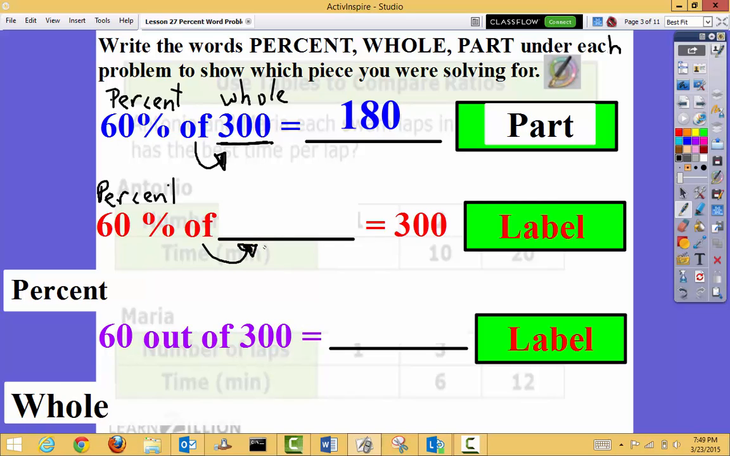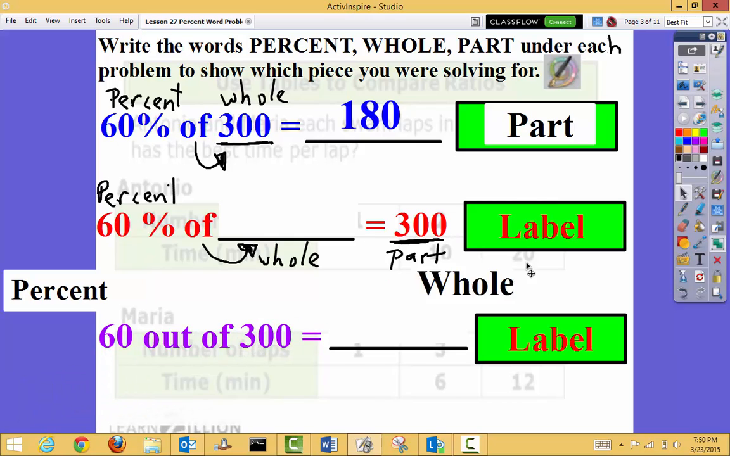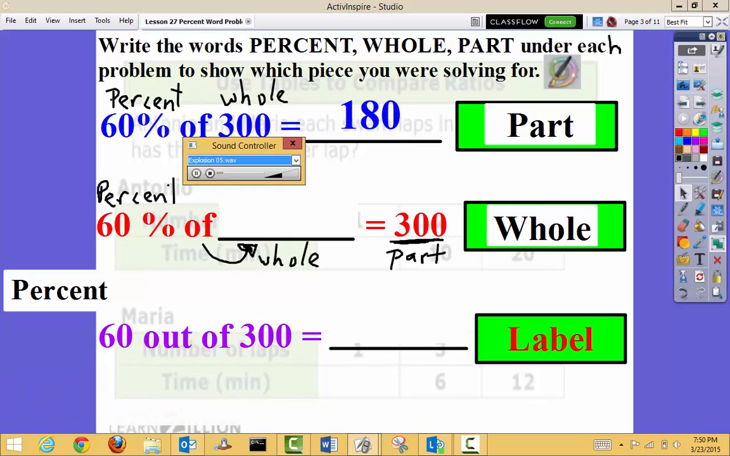When I say 60% of something, I'm looking for part of the whole. So I'm looking for my whole, but I don't know it. However, I do know what my part is. My part is however much is going to be a partial amount. So what do I need to do? I need to find out what my whole is. So I'm looking for my whole in this example.